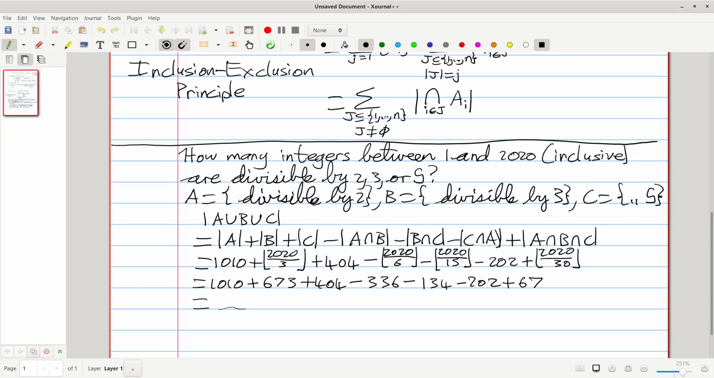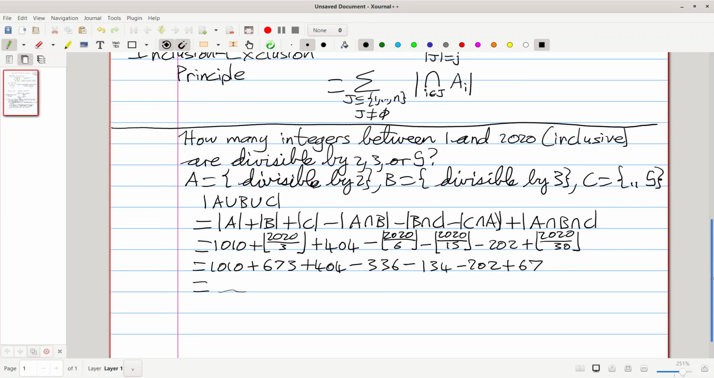I don't feel like working it out right now. You can do that yourself. Okay, so that's an example of using the inclusion-exclusion principle.